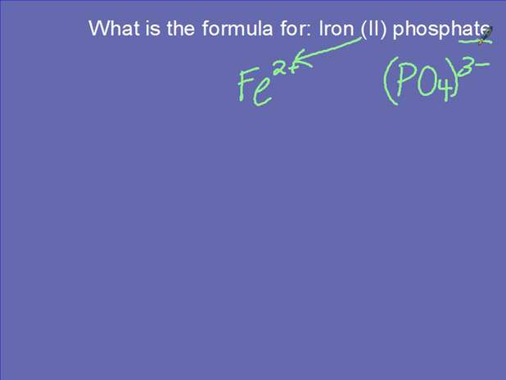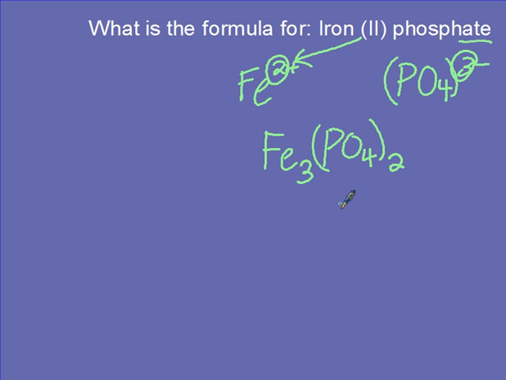And again, you can cross the charges here and it works out really well. Just again, when you're crossing the charges, do not carry along the actual charge. All you're doing is carrying the number. Just the number. So if you rewrite Fe and rewrite PO4, you bring this 2 over to this side, you bring this 3 over to this side.